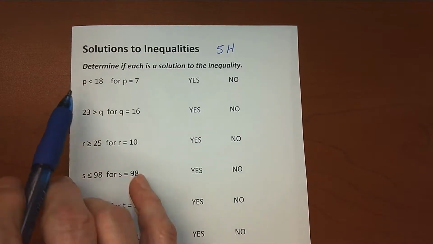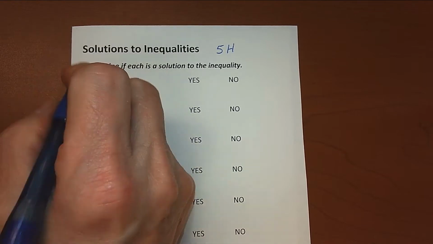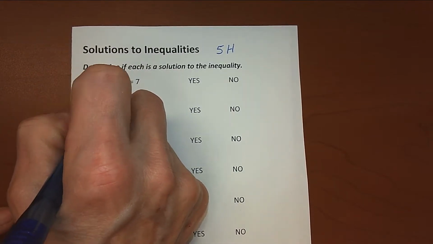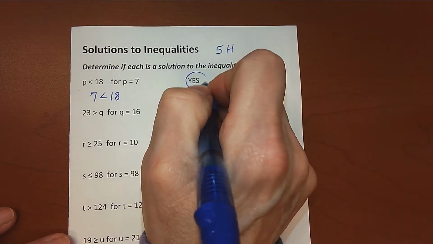So this says P is less than 18 if P is 7. We're just going to plug in our 7 and check to see if it makes a true statement. 7 is less than 18. It does, so we'll circle yes here.